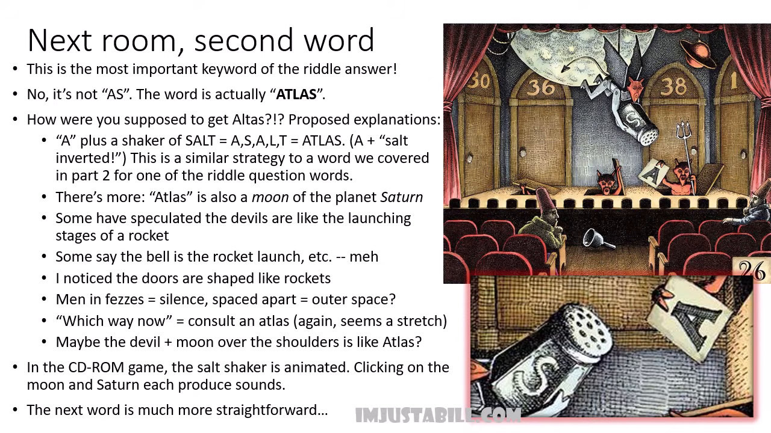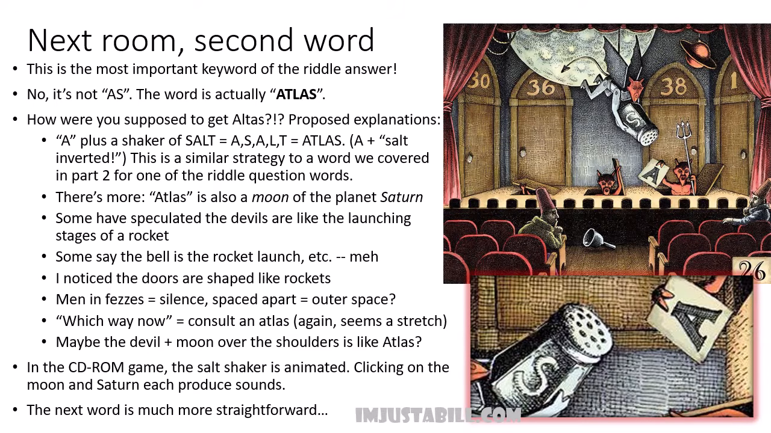If you take A and not just the S, but the whole word salt, S-A-L-T, you rearrange those letters to get atlas. Or you can also think of it as perhaps salt, S-A-L-T, with the A on the end, and the salt is reversed, because the salt shaker is inverted. So A and then T-L-A-S. And this is a similar strategy to a word we did cover in part 2 of looking at the riddle for one of the riddle question words. So, tricky, but it's not the first time Manson uses something like this in the book.